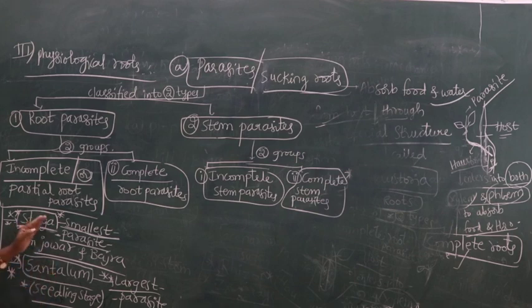These two are very important examples for incomplete or partial root parasite. What's the meaning of incomplete? Haustoria enter into xylem, only xylem, for absorption of only water. That's why it's called incomplete or partial, but not for food. So, Striga is the smallest parasite, Santalum is the largest parasite.